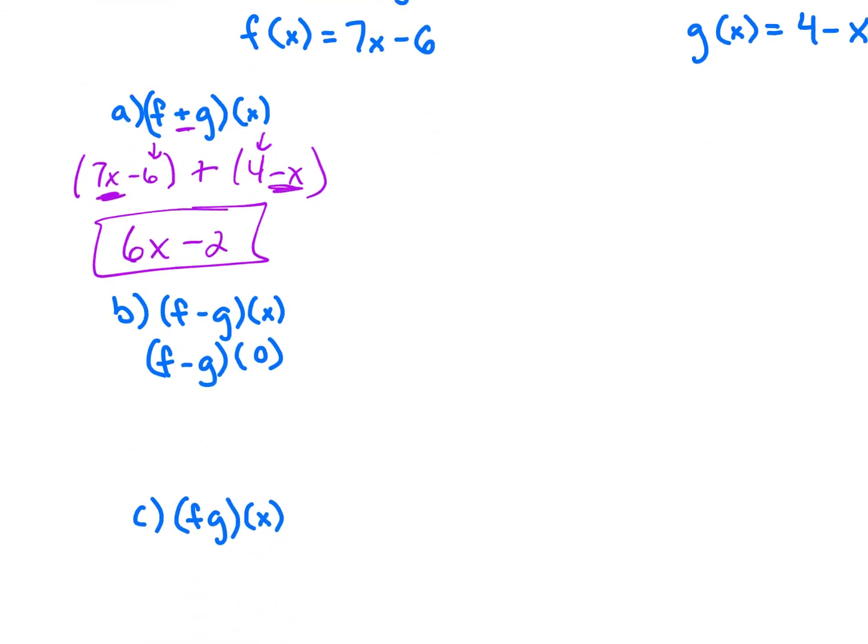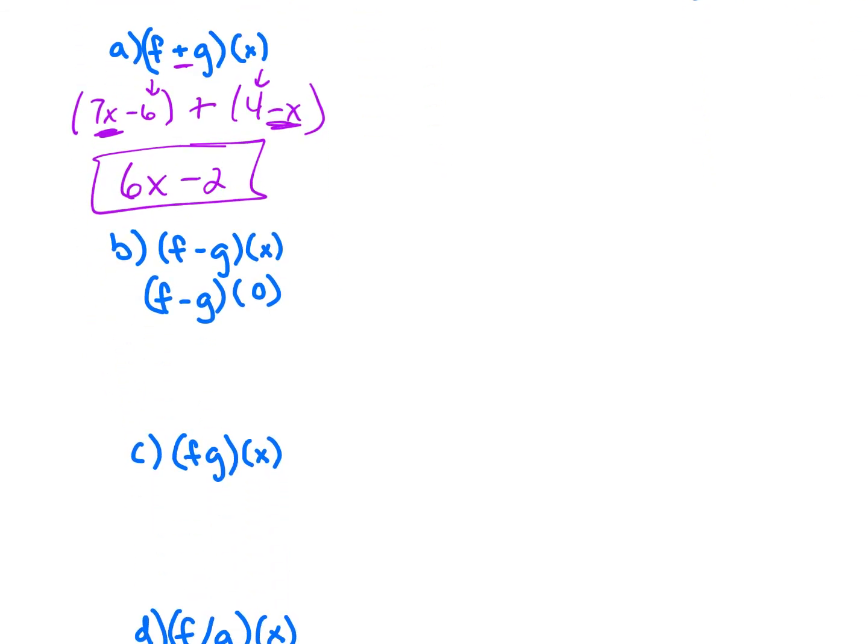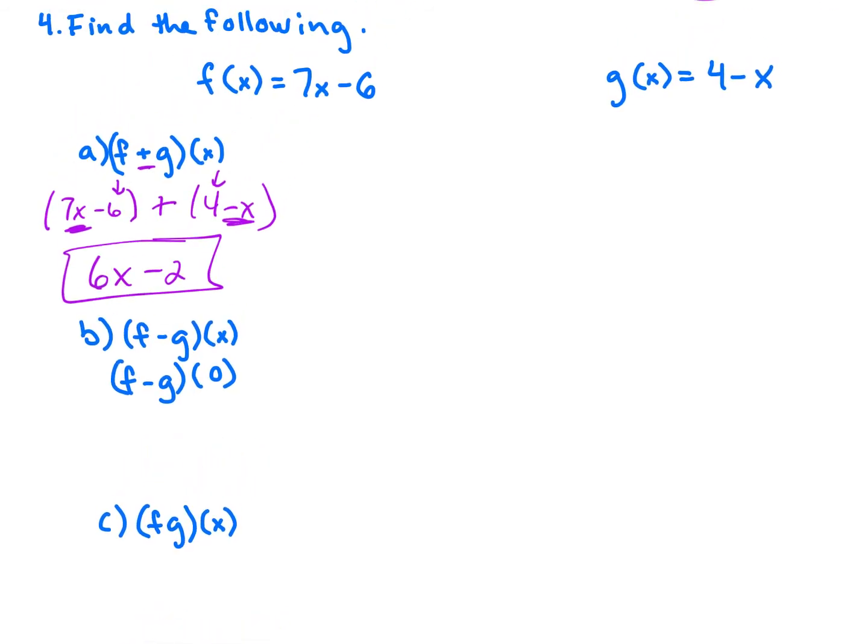Now the second question is asking you two things. If it was just asking you just that, all you would need is the numerical answer. But they're asking you both of them. Whenever they ask you any of these, guys, I would combine first, then plug the number in. But I know some of you aren't going to do that. I just think that's the best idea. But my f function is 7x minus 6. And my g function is 4 minus x.